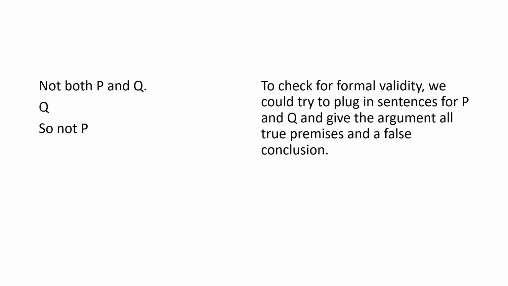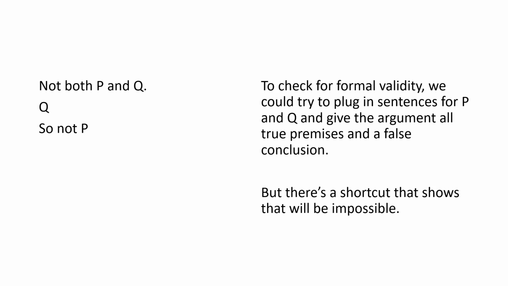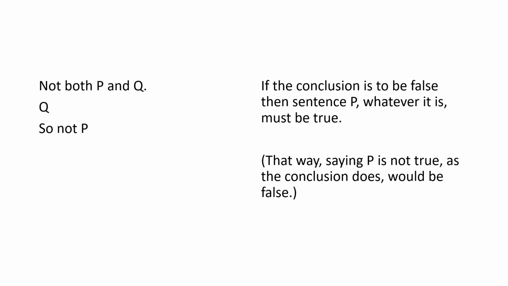To check for formal validity, we could try and plug in sentences for P and Q, and in doing that, give the argument all true premises and a false conclusion. But there's a shortcut that shows that no matter how hard we try at that, we'll never be able to do it. If the conclusion is going to be false, then sentence P, whatever it is, has to be true, because the conclusion says it's not true. So, if we plug in a true sentence for P and the conclusion says it's not true, then we'll end up saying something false.